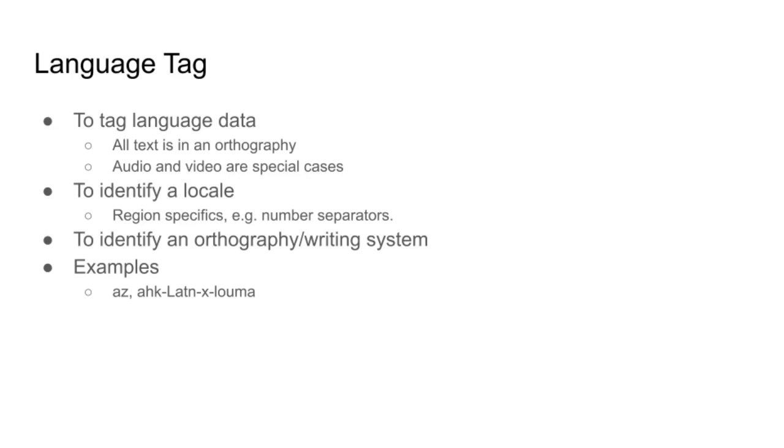So here's a couple of examples. The first one is AZ, which I think is Azerbaijani. And the second one is Luma, Luma being a non-intelligible dialect of Akha, as used in Laos using Latin script. And here's a tag that can help identify the Latin script they're used for that.